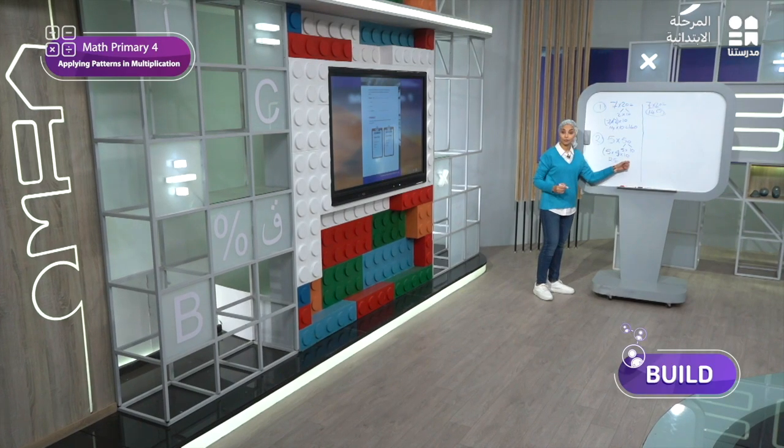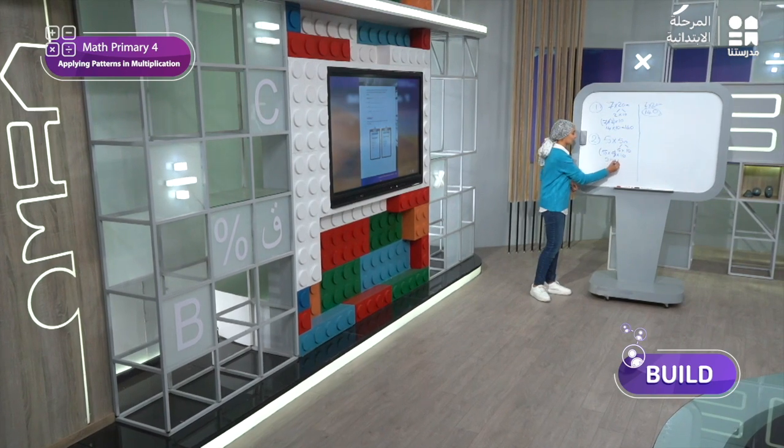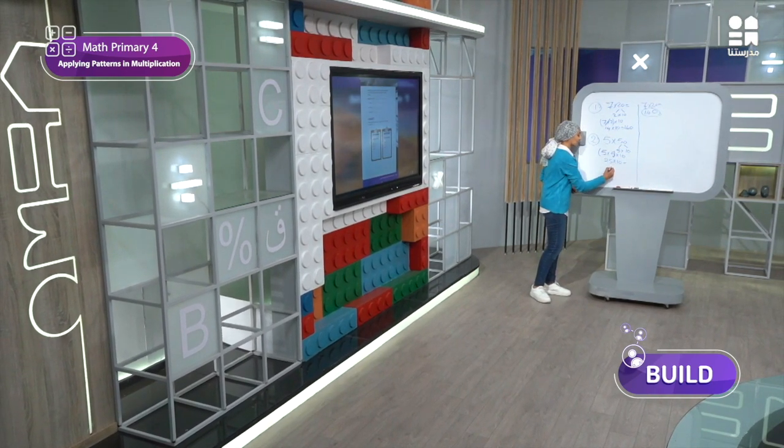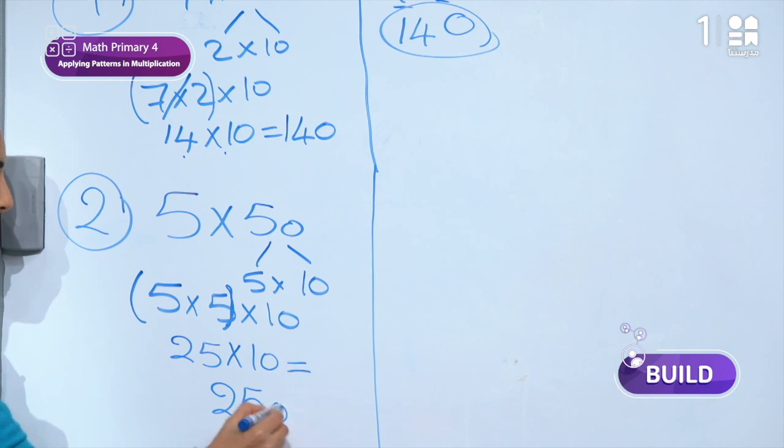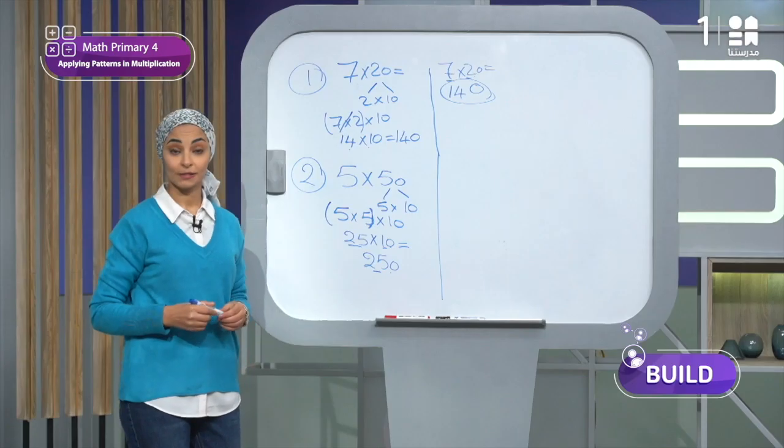Then multiply 25 by 10. 25 by 10 gives me what? Yes, 25 by 10 equals 250. 25 times 1, 25, and put the 0 as it is.